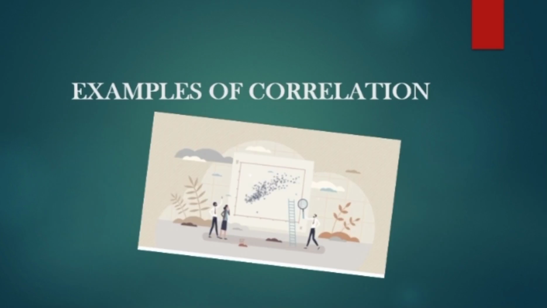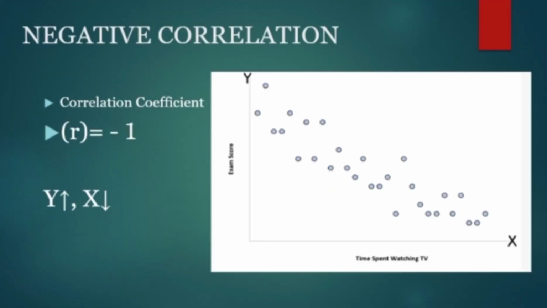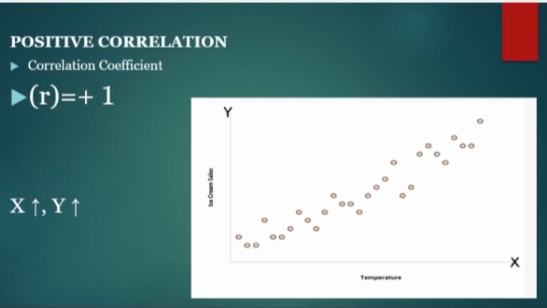So here are the examples of correlation. A positive correlation, negative correlation, and no linear correlation. Here is the simple example of positive correlation. Temperature versus total ice cream sales.